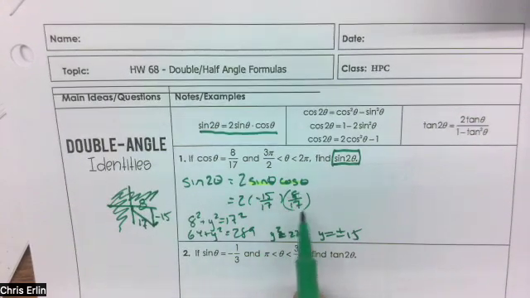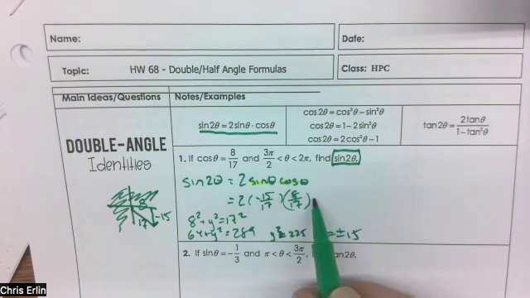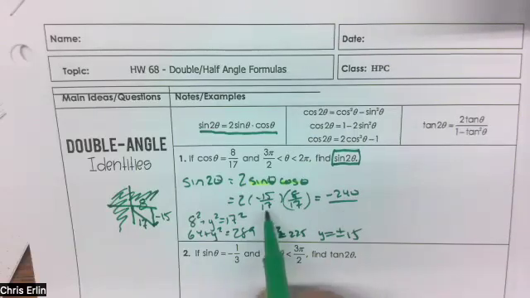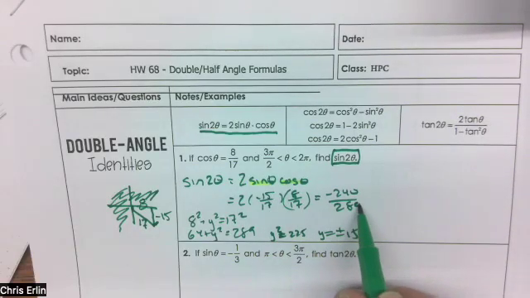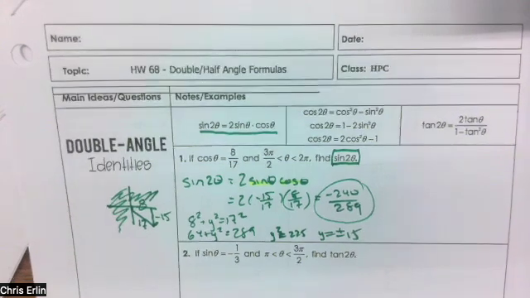I know that the sine of 2 theta is the product of 2 times this sine of theta times this cosine of theta. 2 times negative 15 is negative 30 times 8 is negative 240. 17 times 17 is 289. That's my answer. Negative 240 over 289.